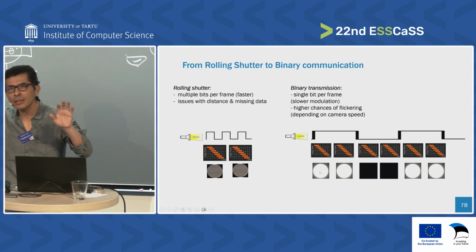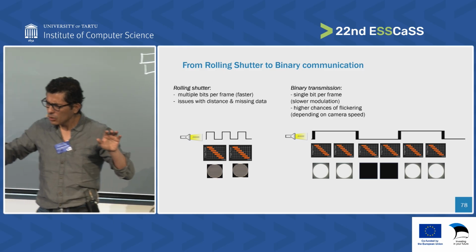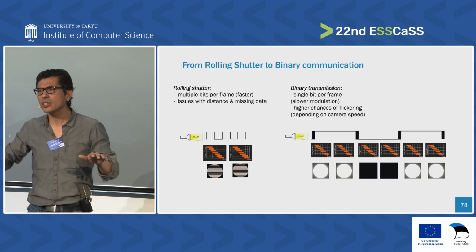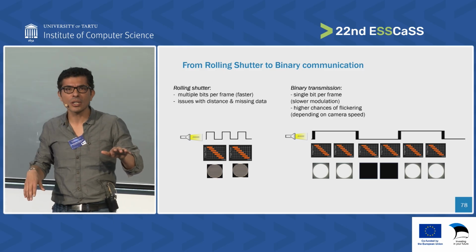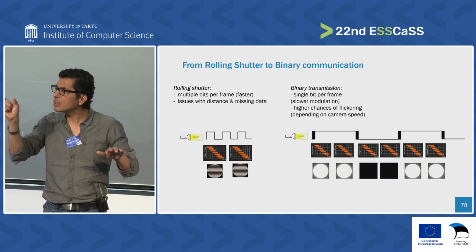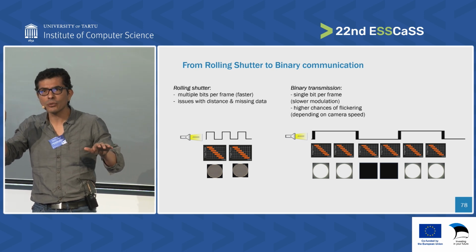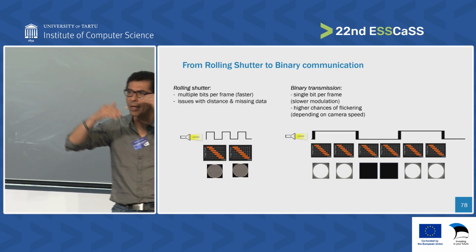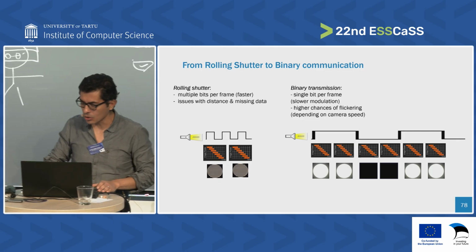Once again, the important thing you need to think about is, do you want to do something like sensing or localization? Then you can go with the rolling shutter effect. Do you want to transmit some small packets or pieces of data? Then go with this full frame or binary approach. That's the key message that you should have.